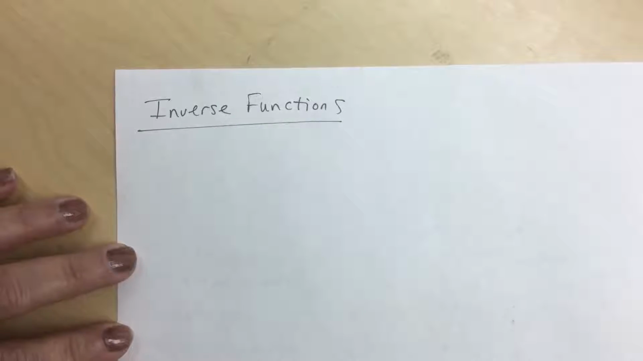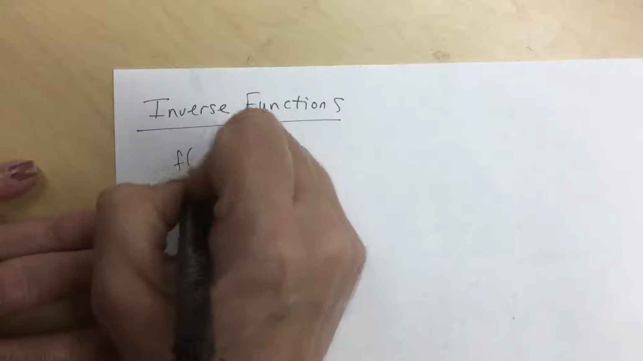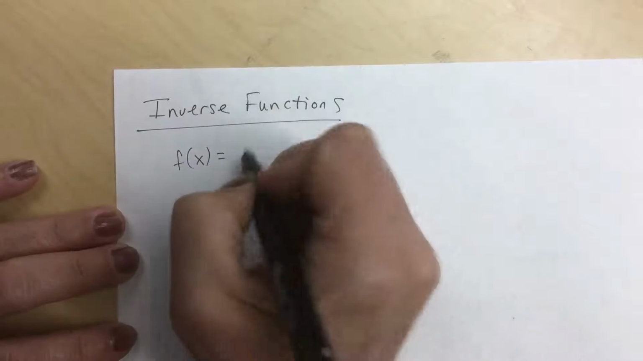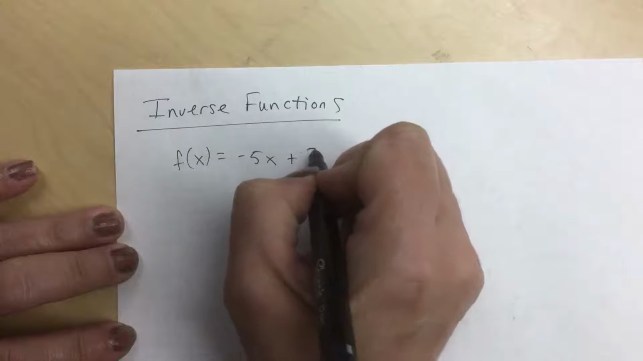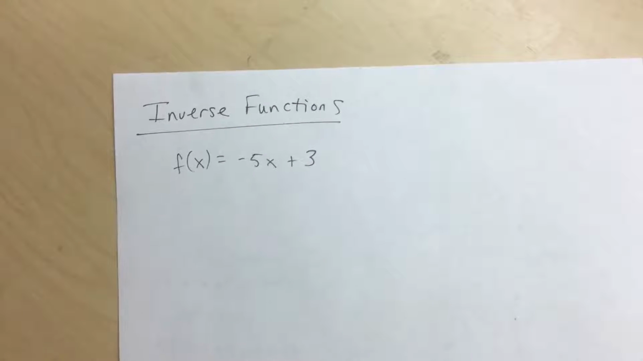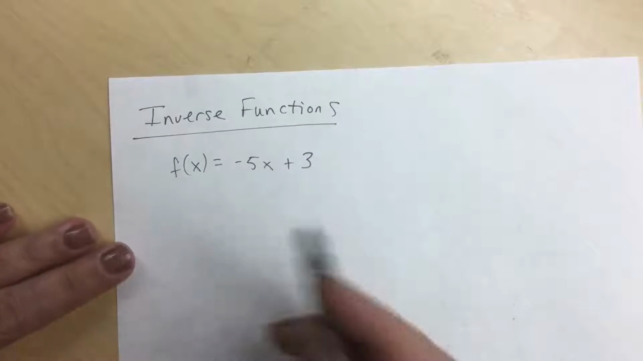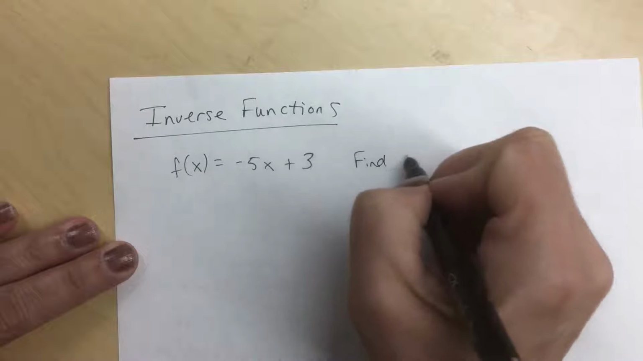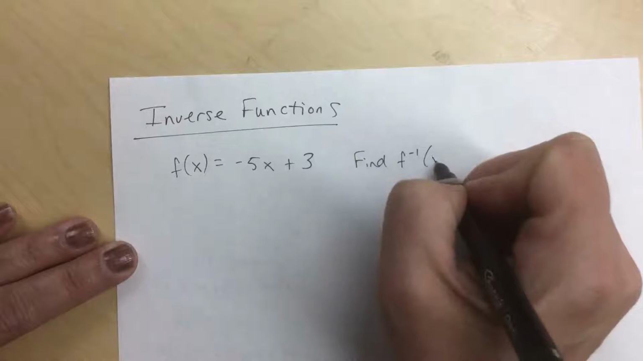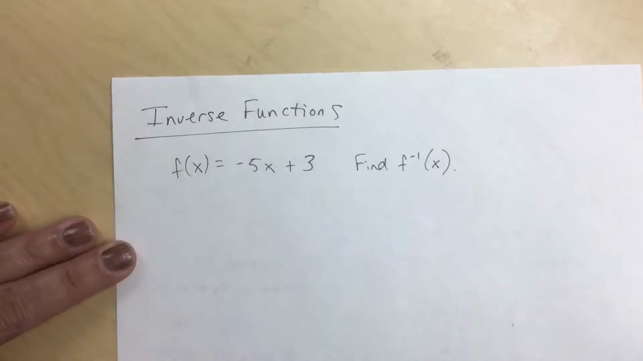Okay, in this video we're going to talk about inverse functions and what they are. So let's say you have a line like negative 5x plus 3, okay? And you are told to find the inverse of it. The inverse of this, by the way, would be designated as f to the negative 1 of x. That means find the inverse.